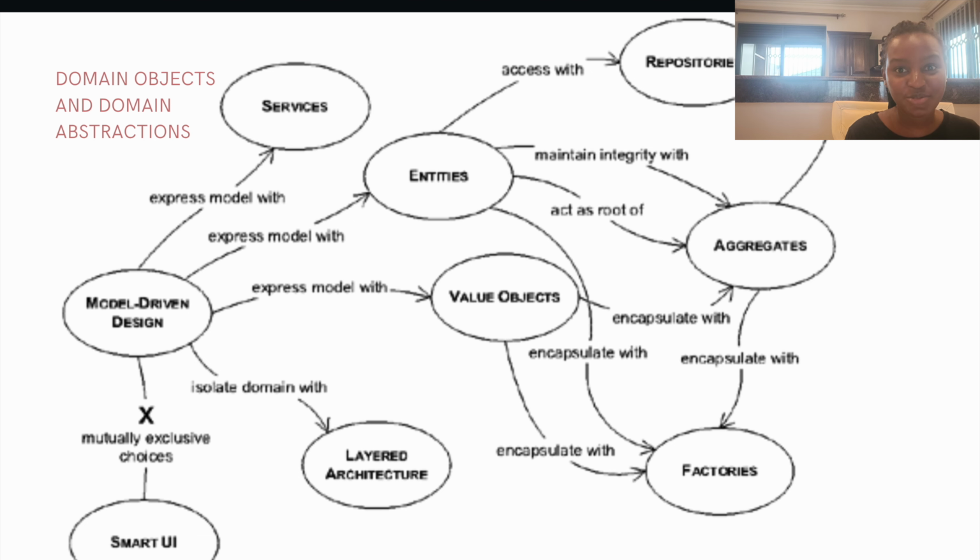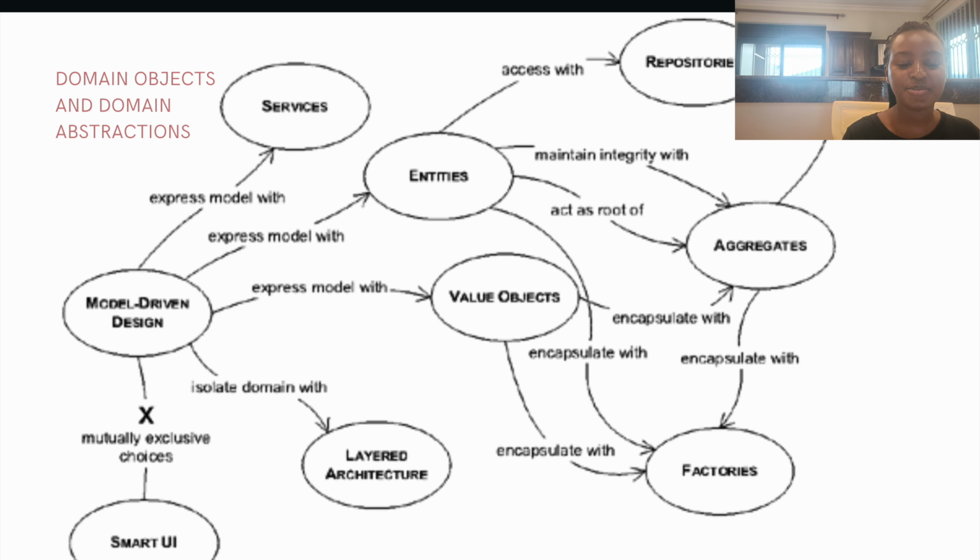Let's look at another example from the Blue Book. Domain objects and domain abstractions. Model-driven design. Isolate domain with layered architecture. We won't cover that. Express model with services. It expresses a model with entities. It expresses a model with value objects. Within the entities, they access with repositories. They maintain integrity with aggregates. They act as root of aggregates. That's the entity. Aggregates access with repositories. They encapsulate with factories.